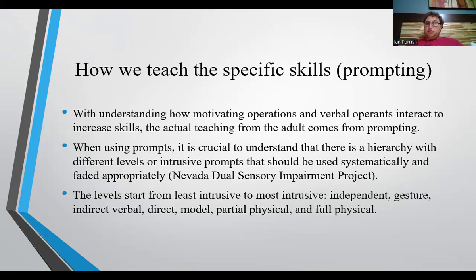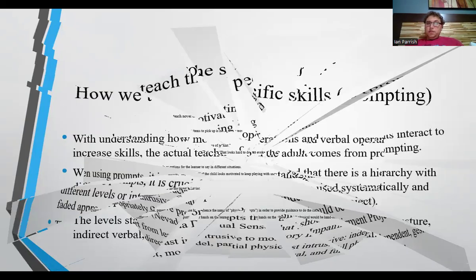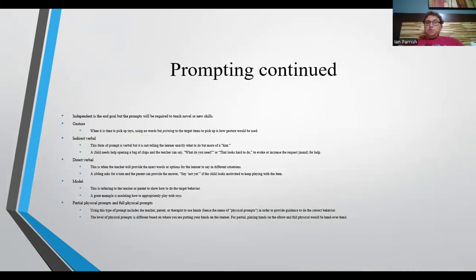That was from the Nevada Dual Sensory Impairment Project website. The levels start from least intrusive to most intrusive. So, again, I'm starting with independent, that's least intrusive, and then so on: independent, gesture, indirect verbal, direct verbal, model, partial physical, full physical. Independent is the end goal, but the prompts will more likely than not be required to teach a novel or new skill.